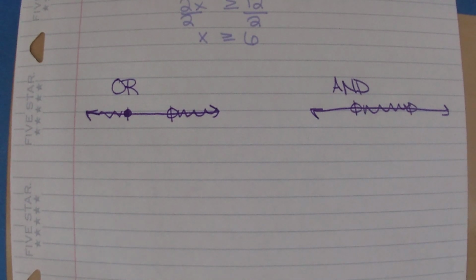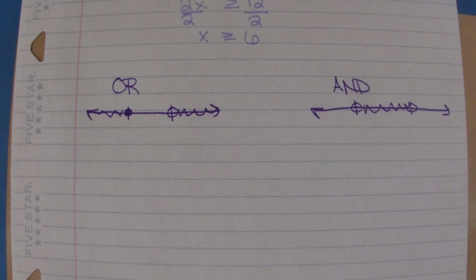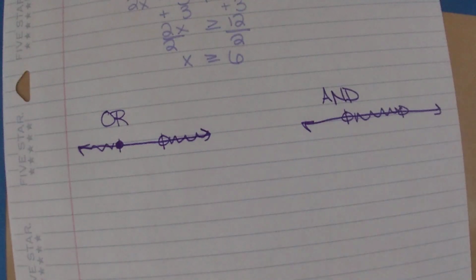In compound and inequalities, we typically see the shading in the middle or where they're both happening. Okay, so if I wanted you to write a compound inequality and we had a graph like this, we would be using the word or. If I wanted you to write a compound inequality and it had a graph that looked like this, we would be using the word and.